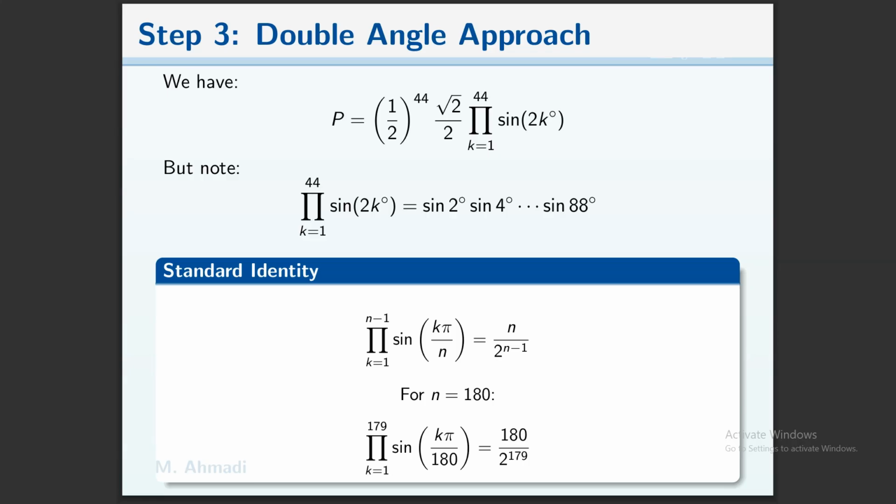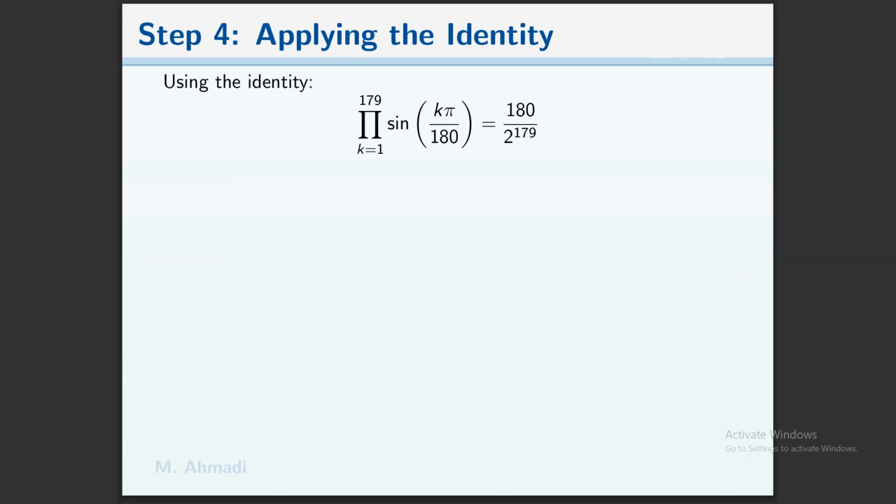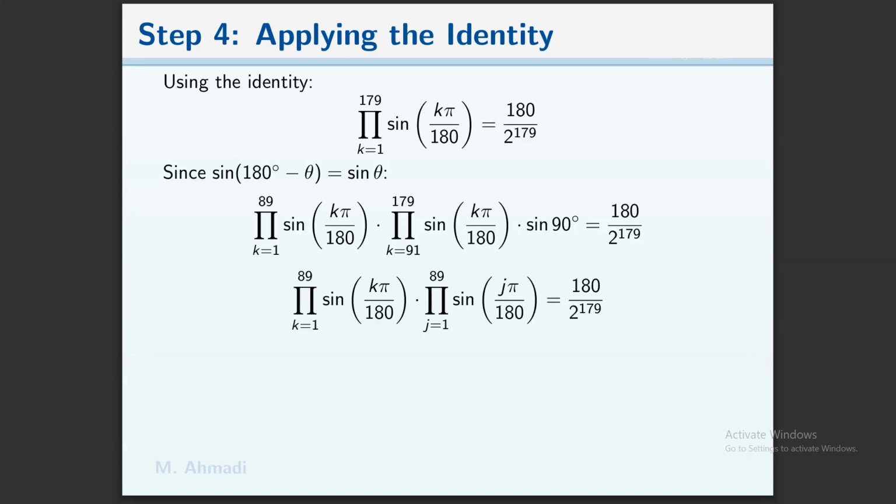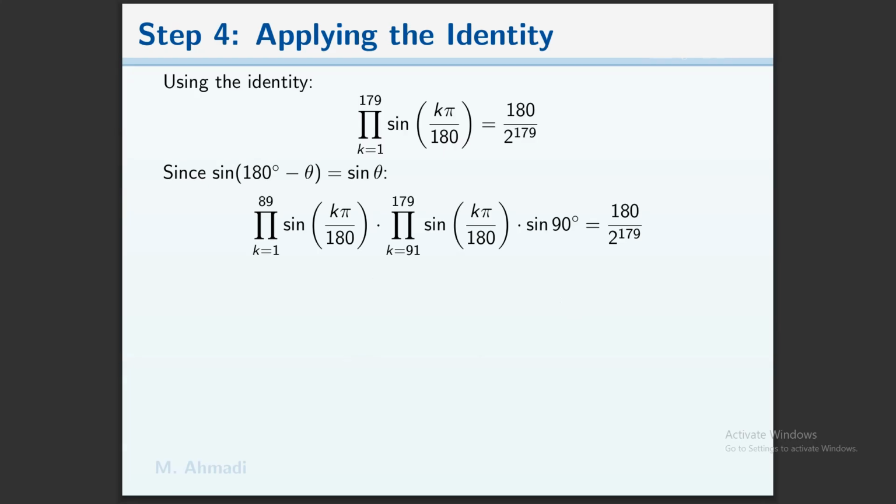So the product of sin(kπ/180), k from 1 to 179, is equal to 180 divided by 2^179. Using the identity, we can write the product of sin(kπ/180), k from 1 to 179, is equal to 180 divided by 2^179. Also, we know that sin(180° − θ) is equal to sin θ.